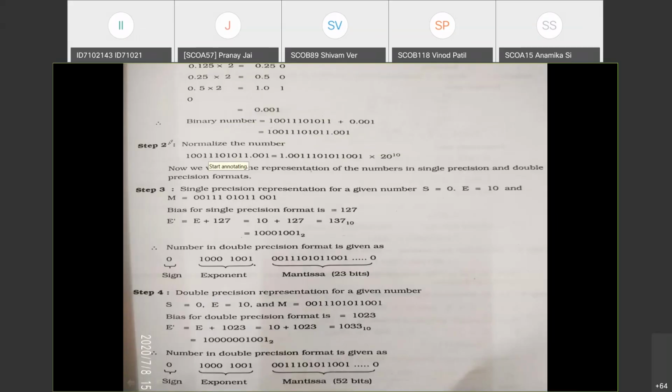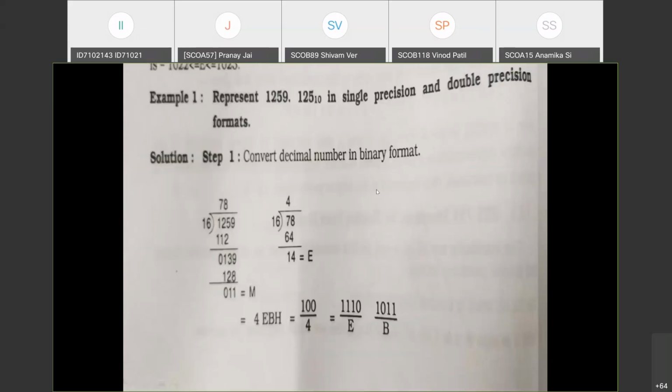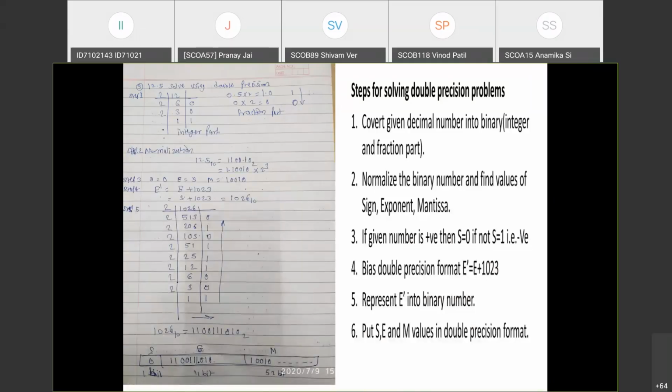Here, first of all, they have solved the single precision format, and after that the double precision format is solved. That is given in a book, but it is a little bit difficult to understand all these steps. A better way: whatever steps I explained previously in the slide, you can refer to that. Do not refer to this slide.